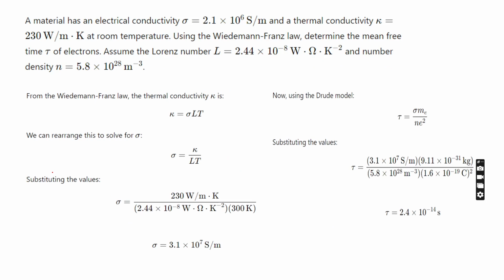Now we will go to another problem. A material has electrical conductivity sigma equal to 2.1 into 10 to the power 6 Siemens per meter, and thermal conductivity K equal to 230 watts per meter Kelvin at room temperature. Using the Wiedemann-Franz law, determine the mean free time for the electron. Assume the Lorentz number is given and the number density is also given. So we know that K is equal to sigma LT. From the values of the thermal conductivity K, L and T which are given, we will get the sigma value, that will be 3.1 into 10 to the power 7 Siemens per meter. And then using the Drude formula, tau is equal to sigma m by n e square. We have to find the value of the mean free time.